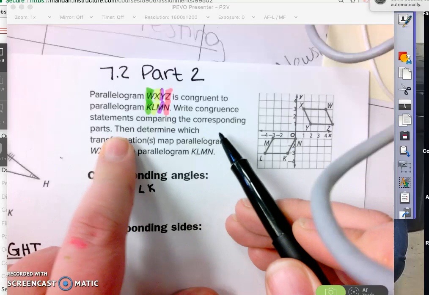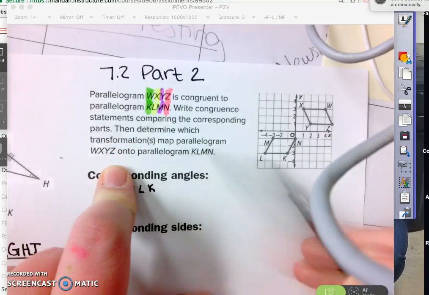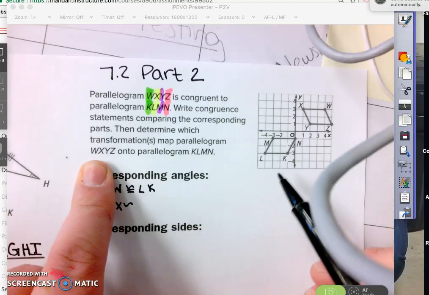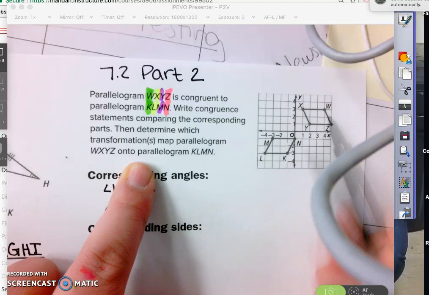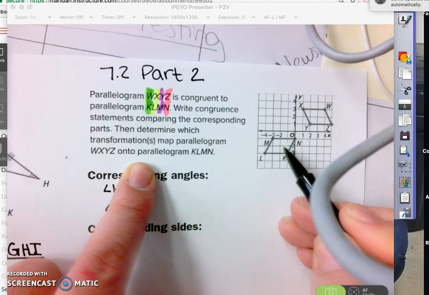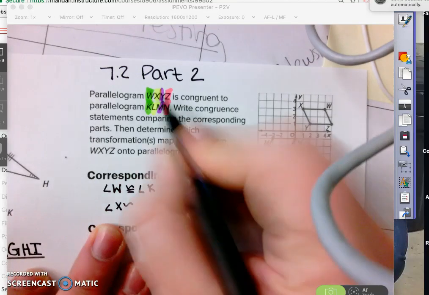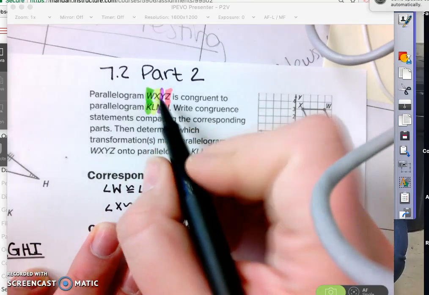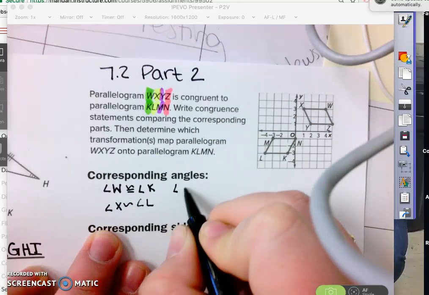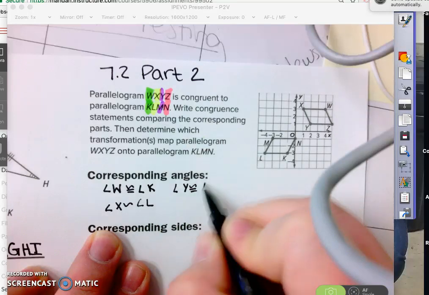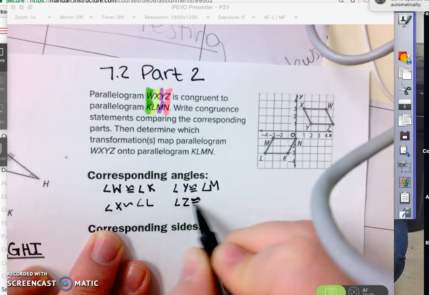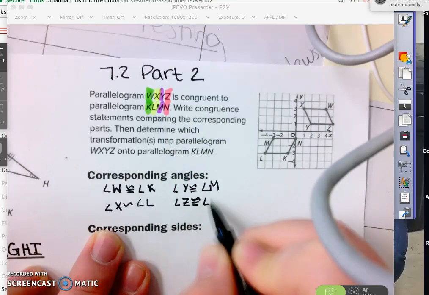Comparing the corresponding parts, determine which transformations map parallelogram WXYZ onto parallelogram KLMN. So this one, what do we do to this one to make it this one? Well, corresponding angles, again, I'm just going to go off of my congruent statement. So angle X, angle L, angle Y, angle M. Same corresponding position. So angle Z and angle N.